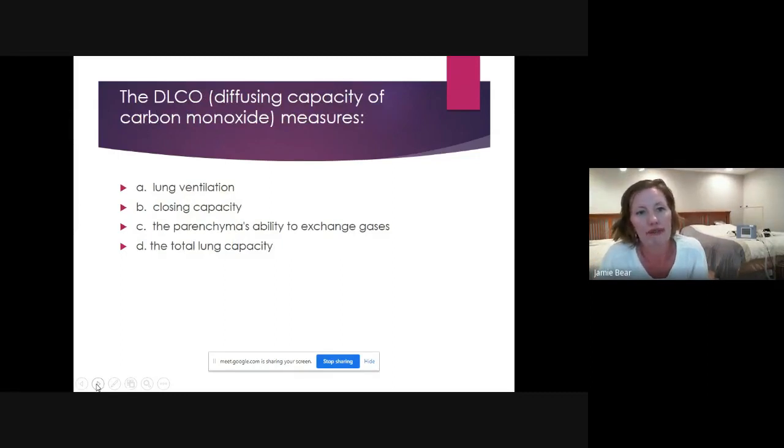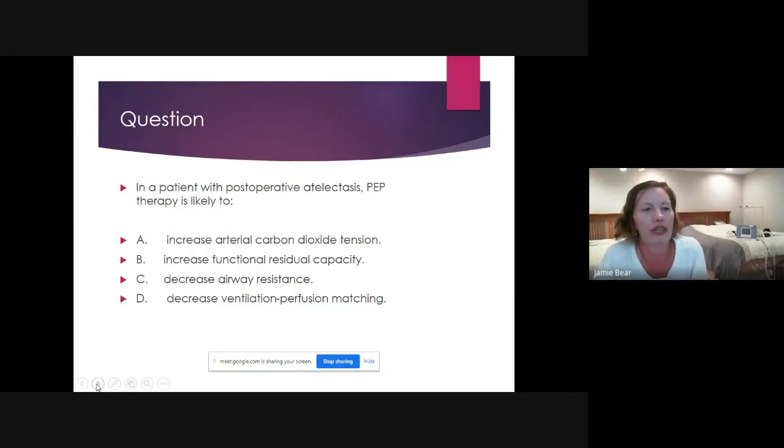Okay, the DLCO, diffusion capacity, measures ventilation, closing capacity, parenchyma, miscibility exchange gases, or total lung capacity. C. C, very good, good, good. Okay, in a patient with post-op atelectasis, PEP therapy is likely to increase arterial carbon dioxide tension, increase functional residual capacity, decrease airway resistance, or decrease VQ mismatching. B. B, increase functional residual capacity.